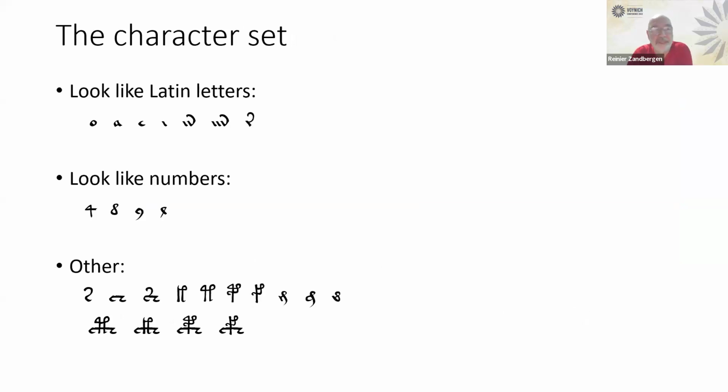We can group these characters into different groups. Some look like normal Latin characters here at the top, for example, OA, CI, NMR. Others look like numbers on the second bullet, but others are unfamiliar from other alphabets.